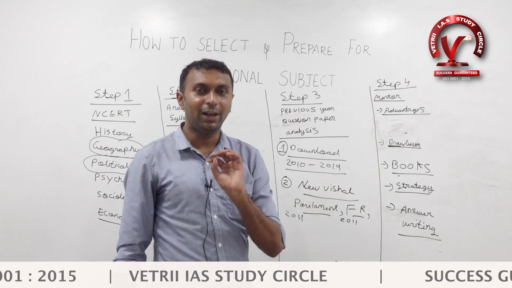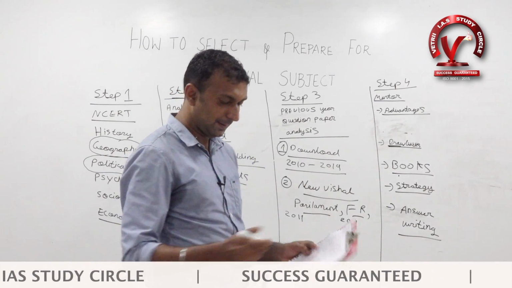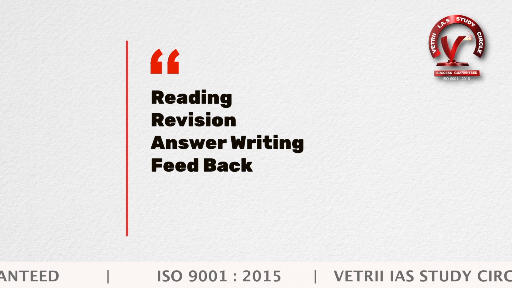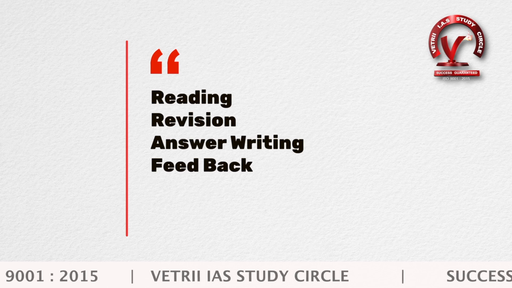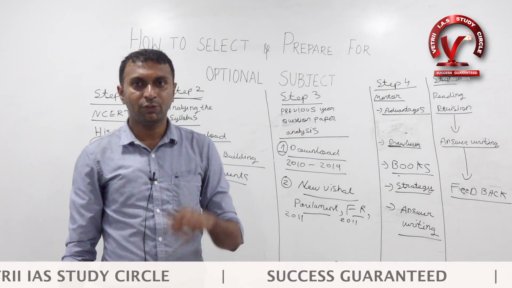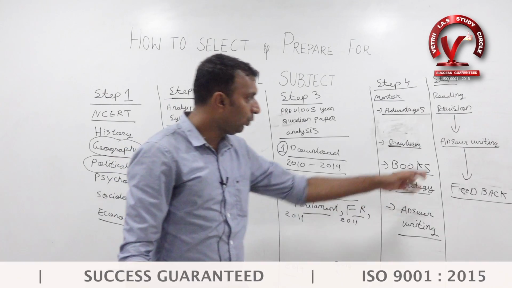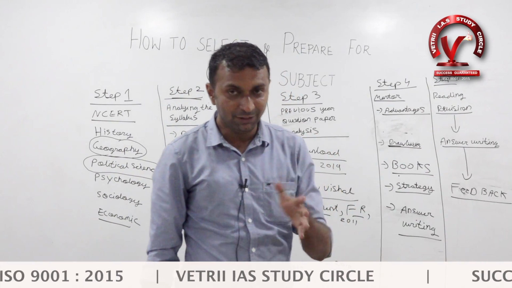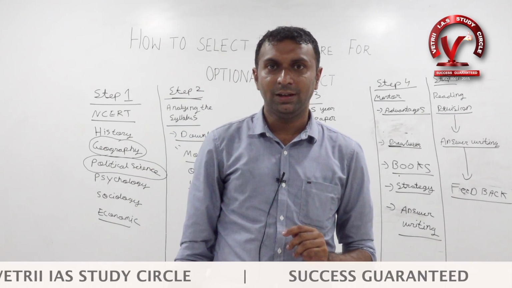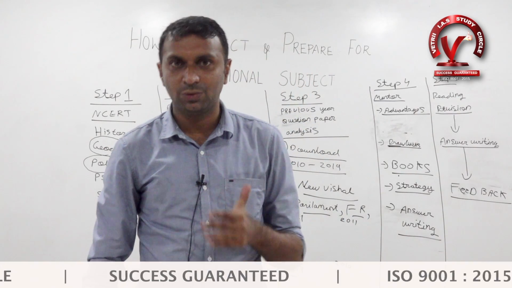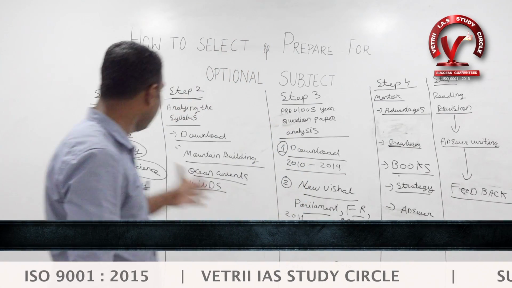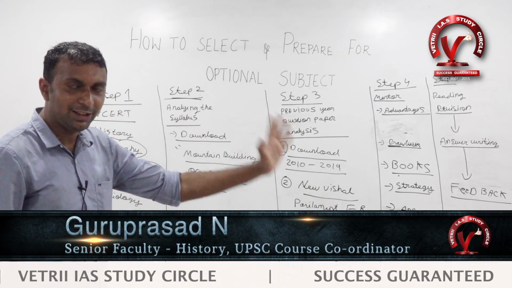And now the last step is reading, revision, answer writing, and then feedback. Last step: reading, you have to do the revision, you have to do the answer writing, you have to submit it for checking, and please get the feedback. Getting it? So these are the things which would help you to crack your examination. So guys, these are the ways through which you can select the optional.